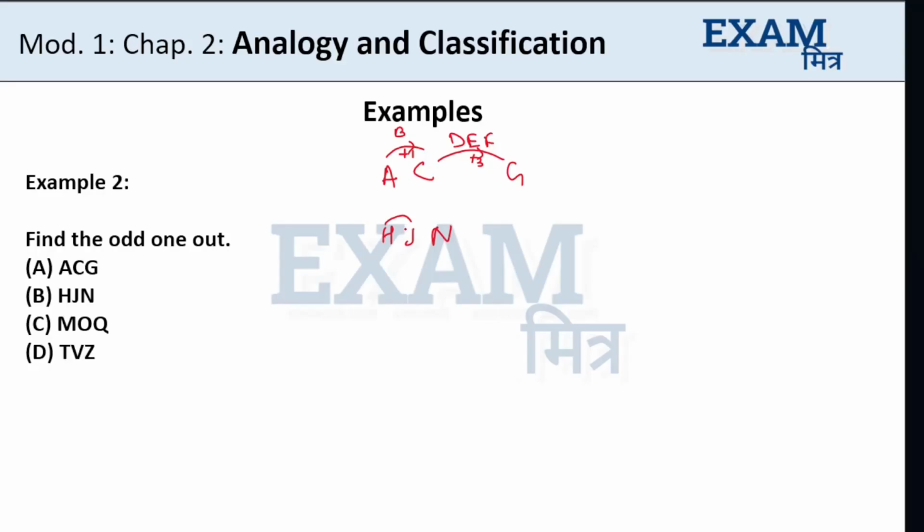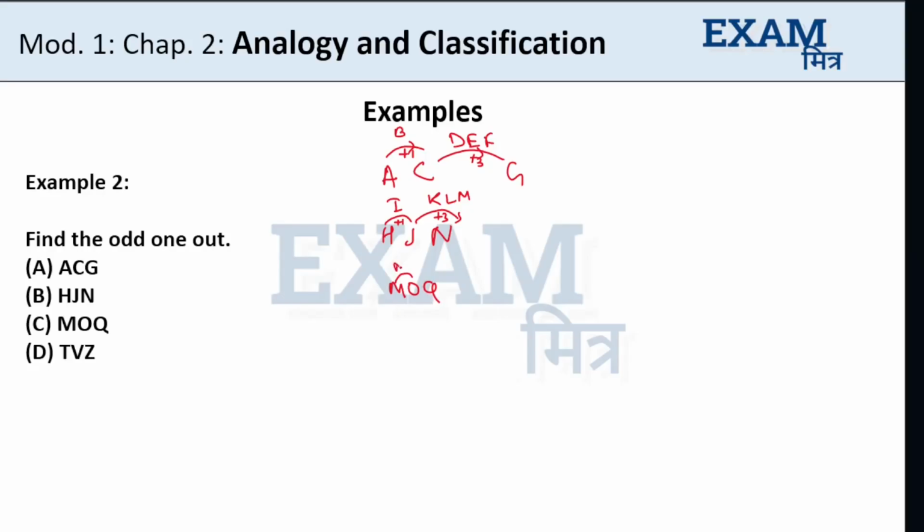If I want to get J from H, I have to skip I, that is plus 1, that is forward skipping. And if I need to get N from J, I need to skip K, L, M. That means I need to skip 3 letters in the forward direction. Is this pattern followed in MOQ?